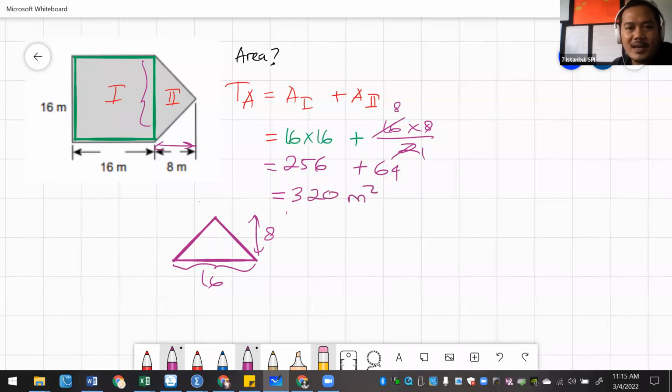Meter square, karena dalam meter. Selesai, right? Piece of cake, ya enggak? Enggak piece of cake sih. Ini piece of mathematics.